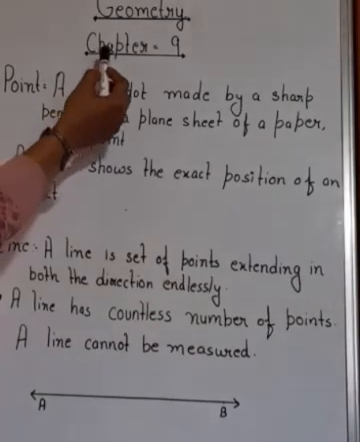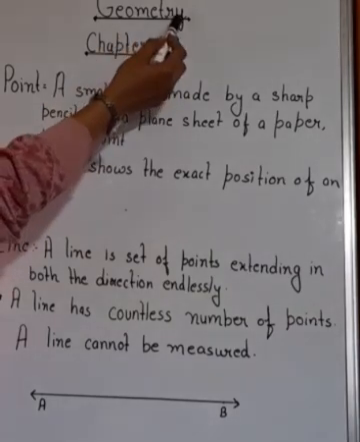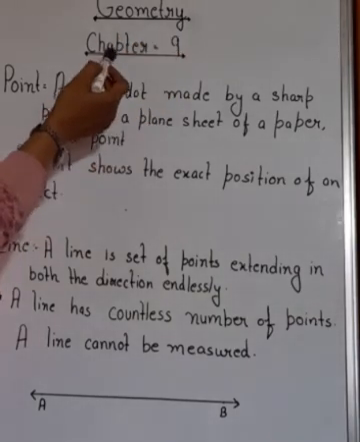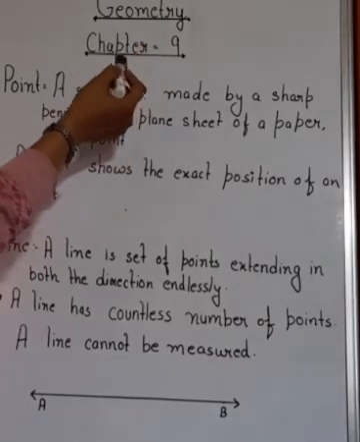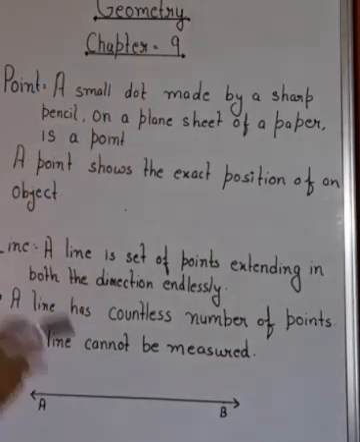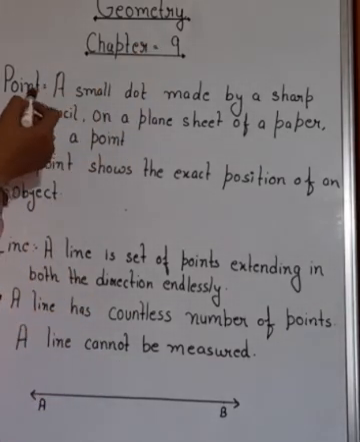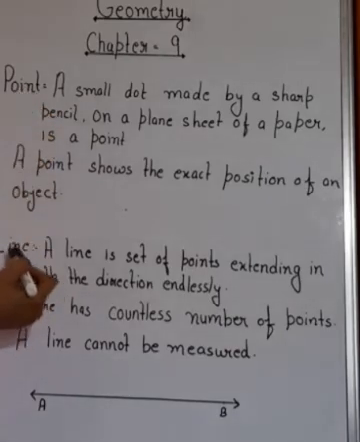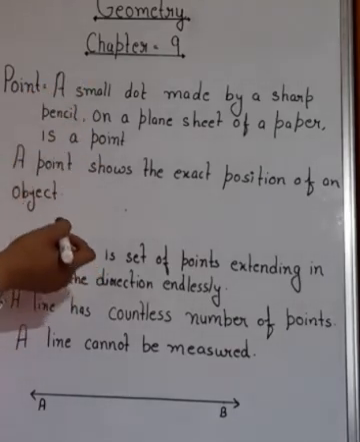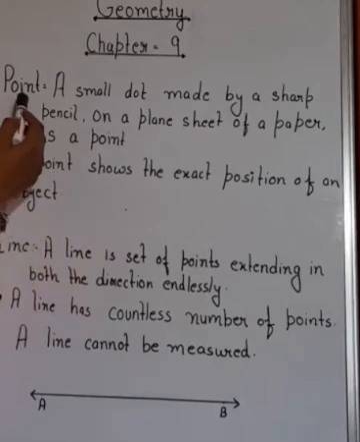Class 4th, we are starting your chapter number 9, that is geometry. Okay, you have to make a separate copy for your geometry, and then you have to do all this work in that copy only. Okay, so before starting the chapter, there are some basic terms in geometry which we should know. Okay, so first is your point.